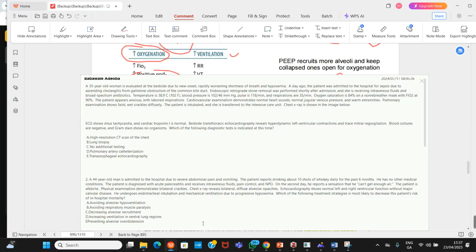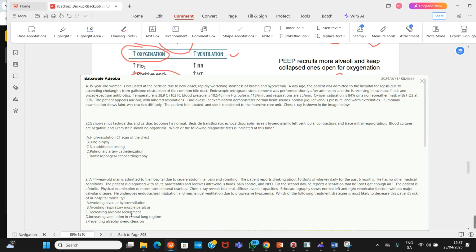Preventing alveolar overdistension. And how do we prevent that? Not prone positioning. By reducing the tidal volume.